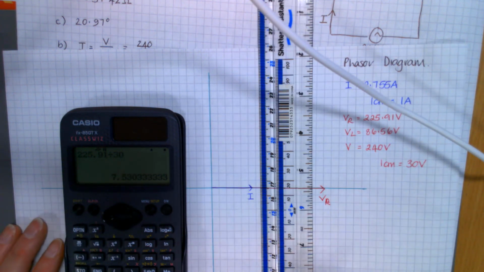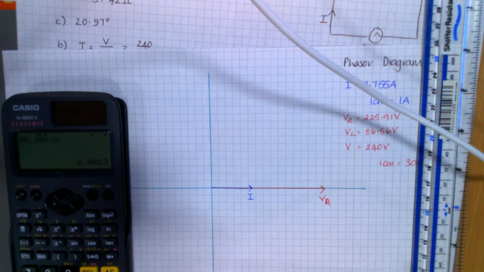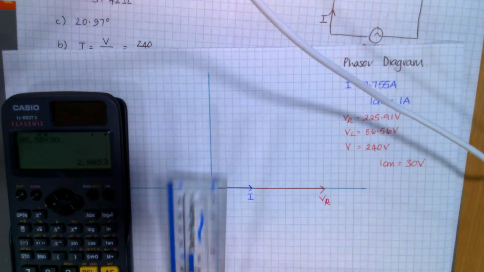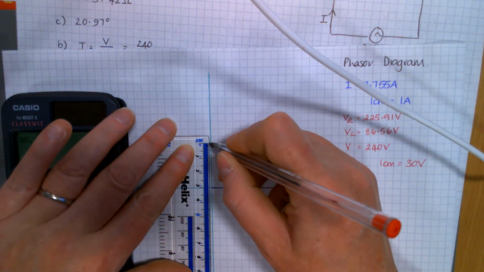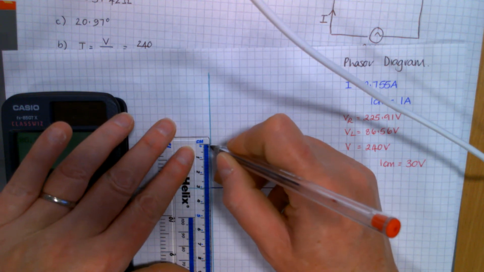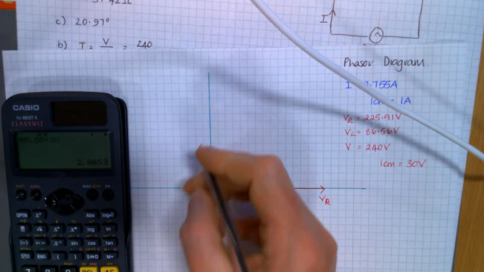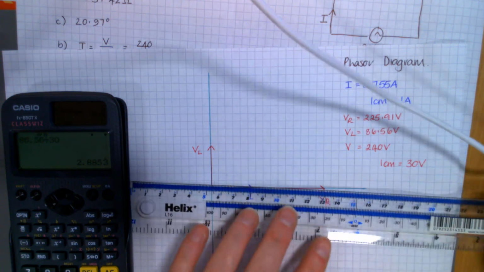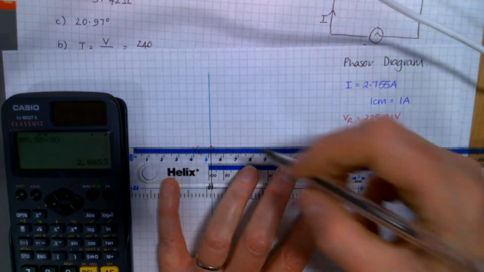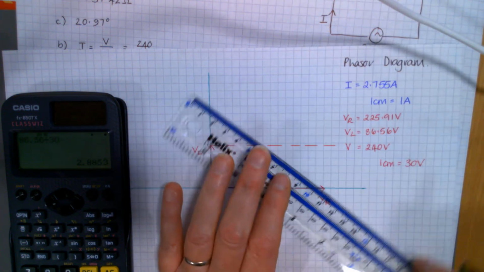Then I'm going to do the same for my VL. So I'm going to take my 86.56, and that gets me 2.88. So about 2.9 really. That's my VL. And now I'm going to take my wee dotted lines out, the same as I did the last time, and find the intersection.